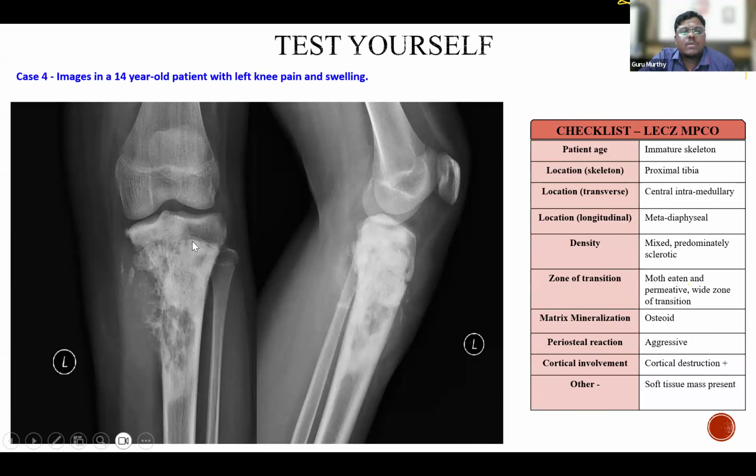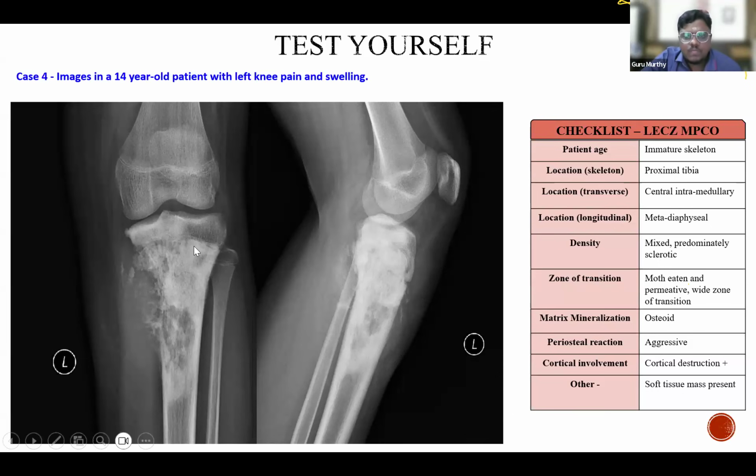As for mineralization, you are able to make out a dense, amorphous, radiodense area, which is the osteoid matrix of the lesion. Then the periosteal reactions, you are able to make out the sunburst and Codman triangle and all. Then cortical destruction is there. Even soft tissue components: if you see anteriorly, there is a small soft tissue component here. So this signifies the presence of a soft tissue mass also. All the radiographic features we look for aggressiveness are present, so firstly it is an aggressive entity.